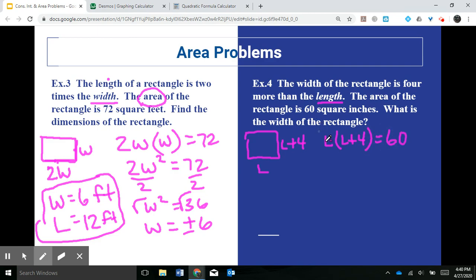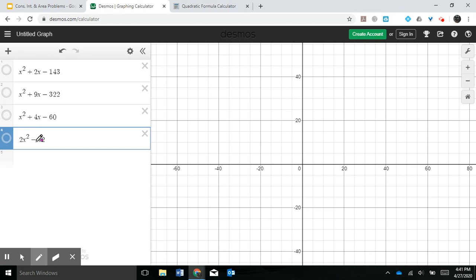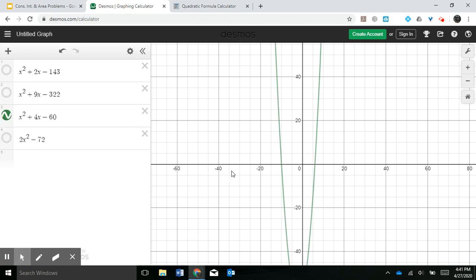All right. To clean this up so I can put it in Desmos, or I can put it in PolySolve, or whatever you want to do, I've got to do distributive property here. So that's L squared plus 4L equals 60. I would bring this 60 back over to the left side. So that's L squared plus 4L minus 60 equals 0. I could even factor this if I wanted to, but I'm not going to take that time right now. I'm just going to plug it in Desmos real quick. When I plug it in Desmos, there it is. My zeros, my solutions are right here, 6 and -10.